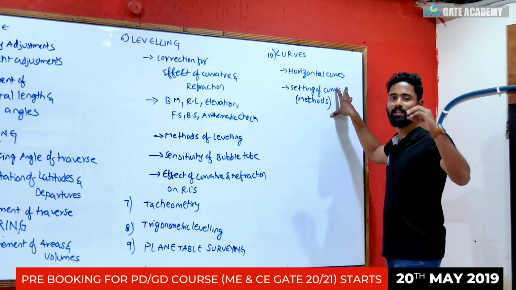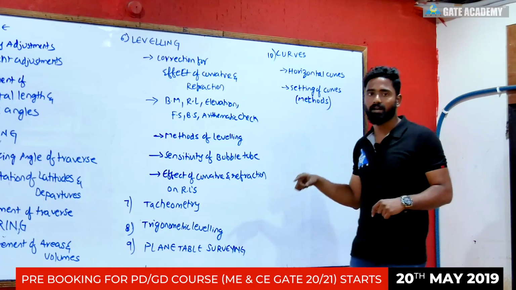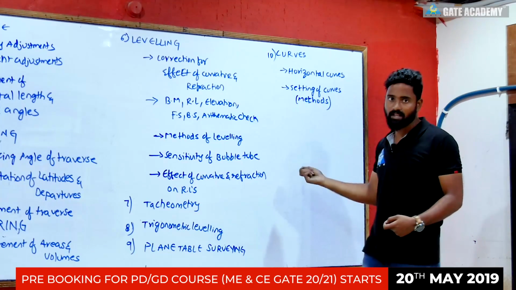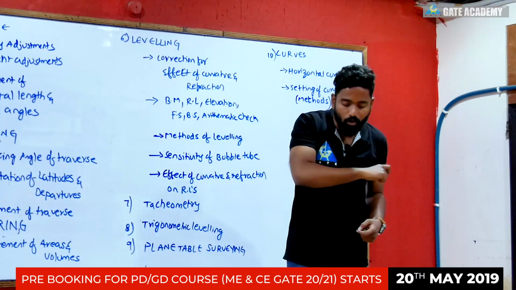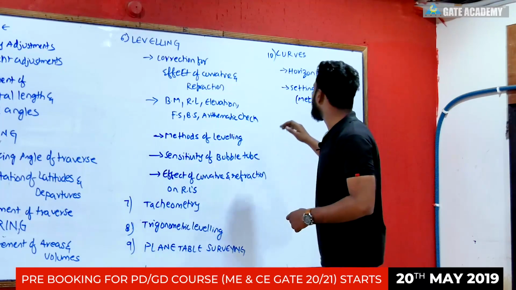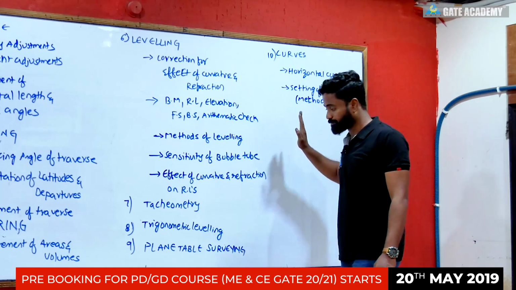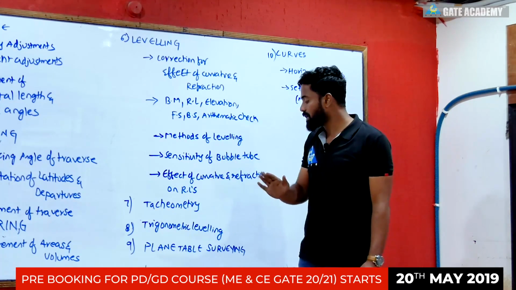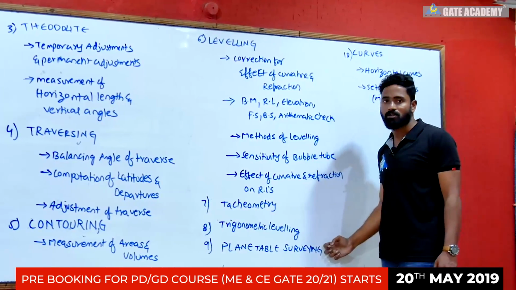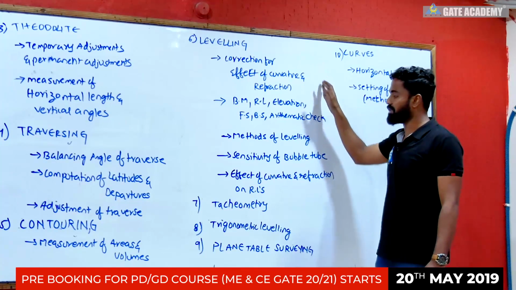Here you are going to measure the tangent distance, apex distance, and then length of the curve, degree of the curve. All those things are used to set the curve. Set the curve means actually we are setting the curve on the field, and that is done by all these methods. So, your major GATE questions are generally from trigonometrical leveling, and if they want to ask you theory, it is asked from plane table surveying and levels.